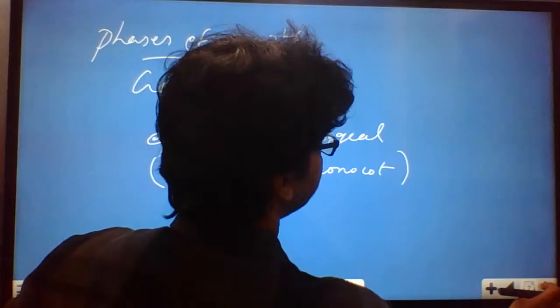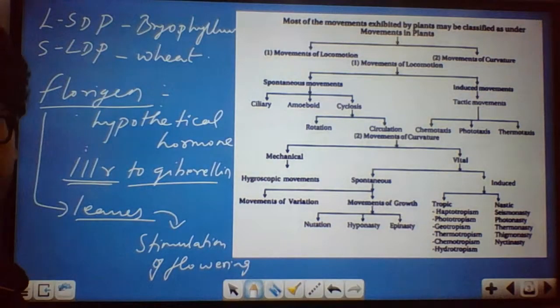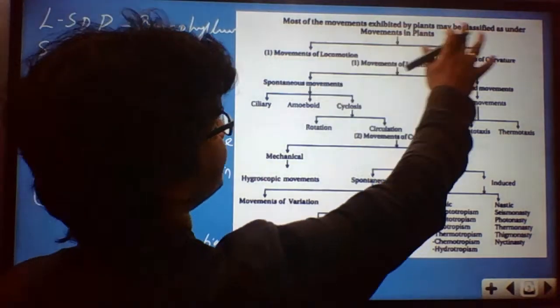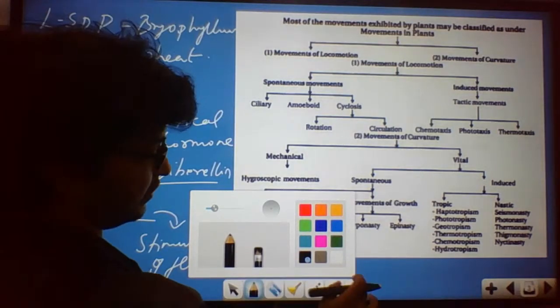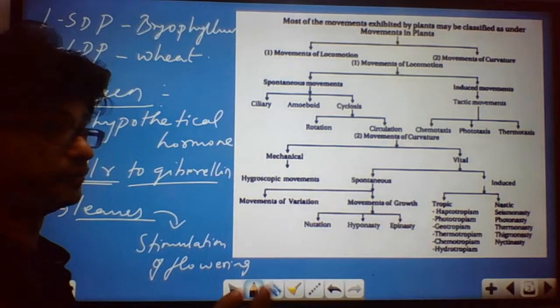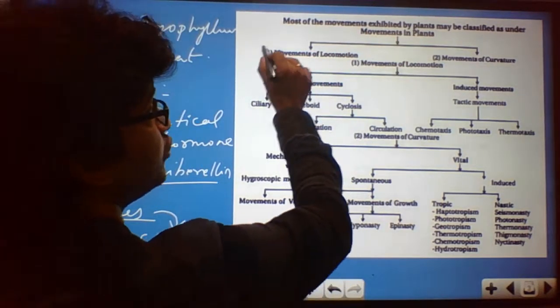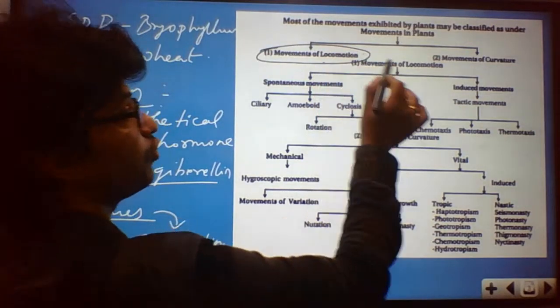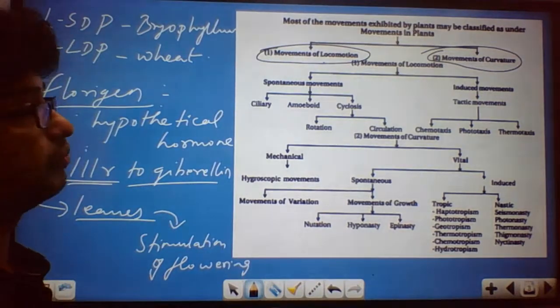Before we go to transport in plants, just make this flow chart. There are different types of movements. This is just for reference only, guys, so you need not break your head. What are the types of movements exhibited by plants? There are two types: one is the movement of locomotion, and the other is the movement of curvature.